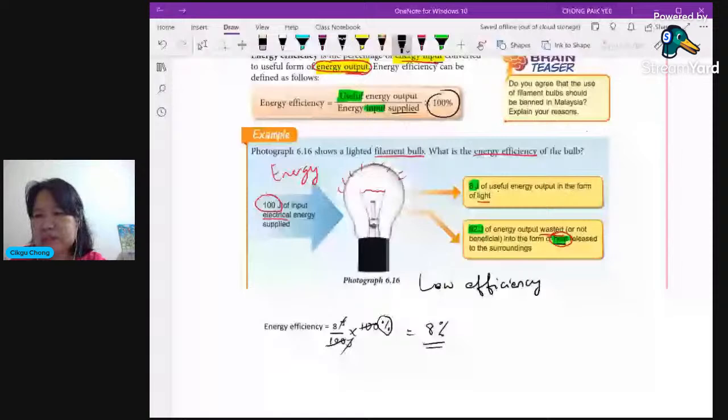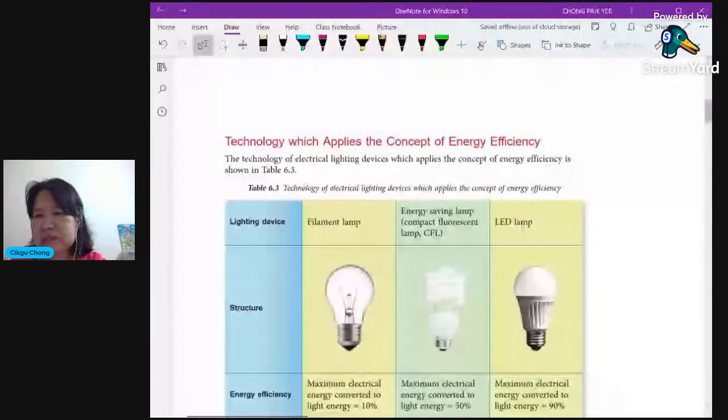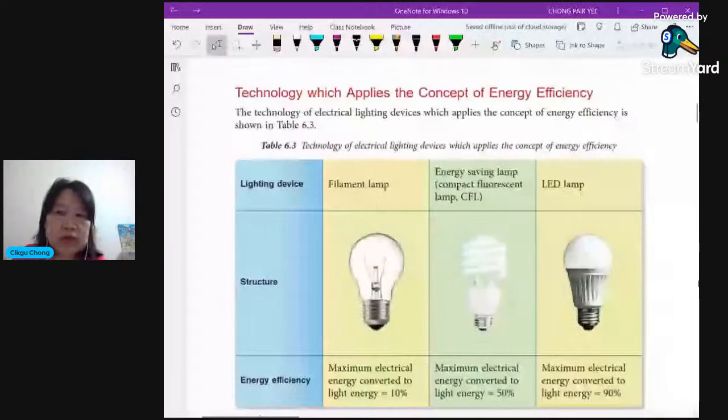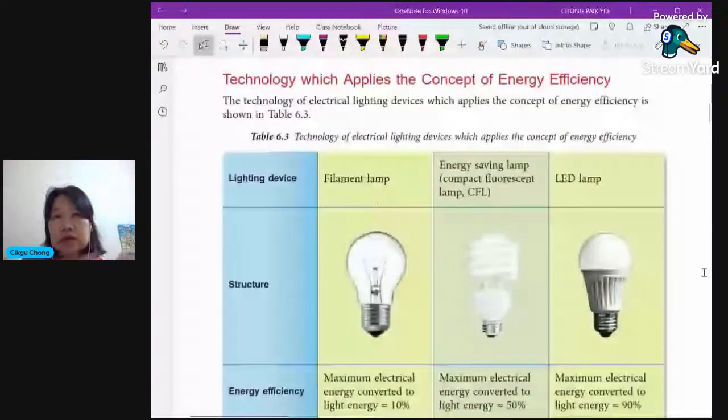All right, now not all bulbs are the same. In our market here, if you go to Mr. DIY, you can go to any electrical shop and ask for bulbs. They'll ask you what bulb you want. You want an LED bulb, you want the normal filament bulb, you have the CFL bulb. Okay, so let's look at the three.